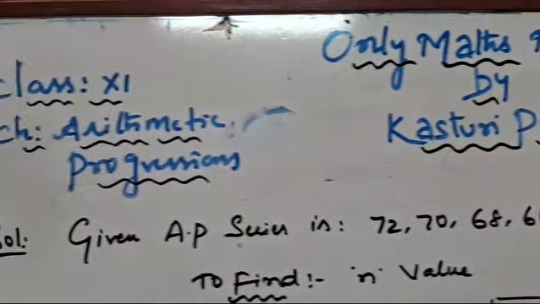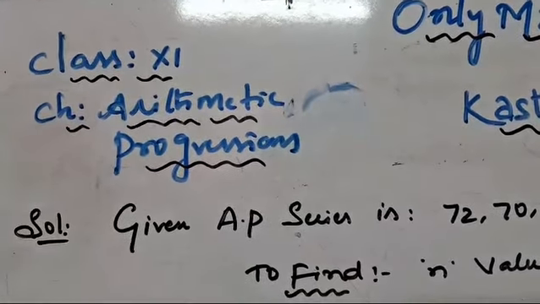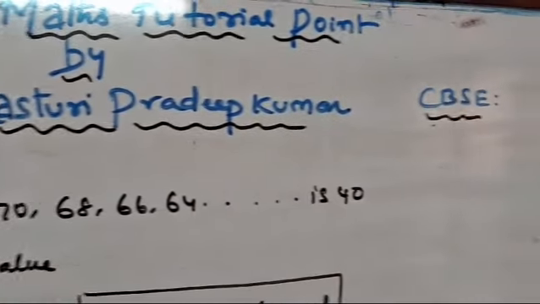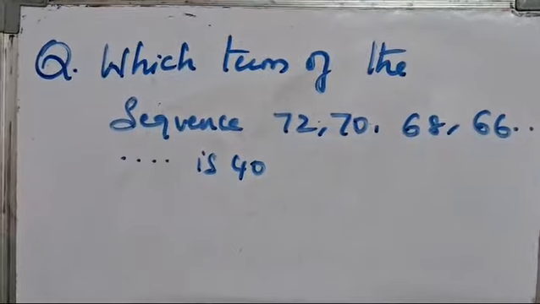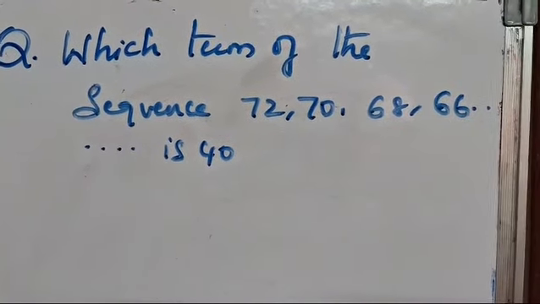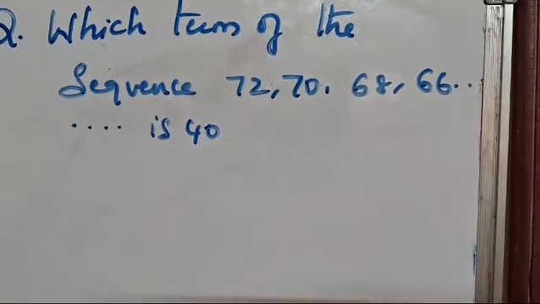Today we are going to discuss the class 11th chapter Arithmetic Progression of CBSE pattern, some important sums. Okay, this is the question. Which term of the sequence 72, 70, 68, 66 and so on is 40?